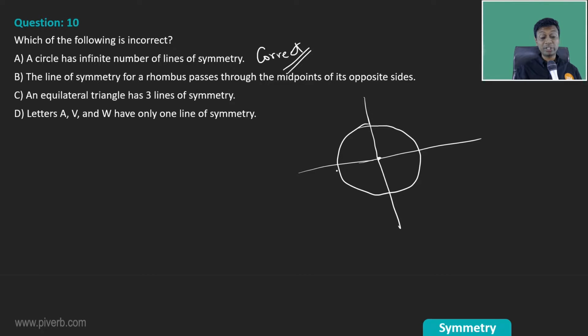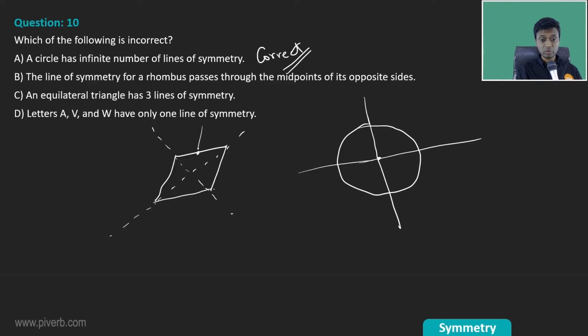A line of symmetry for a rhombus passes through the midpoints of its opposite sides. A rhombus. Think about it. If you have a line of symmetry about the diagonal, this will fold on to this. That is a line of symmetry. About this diagonal, this part will fold on to that. The diagonals are lines of symmetry.